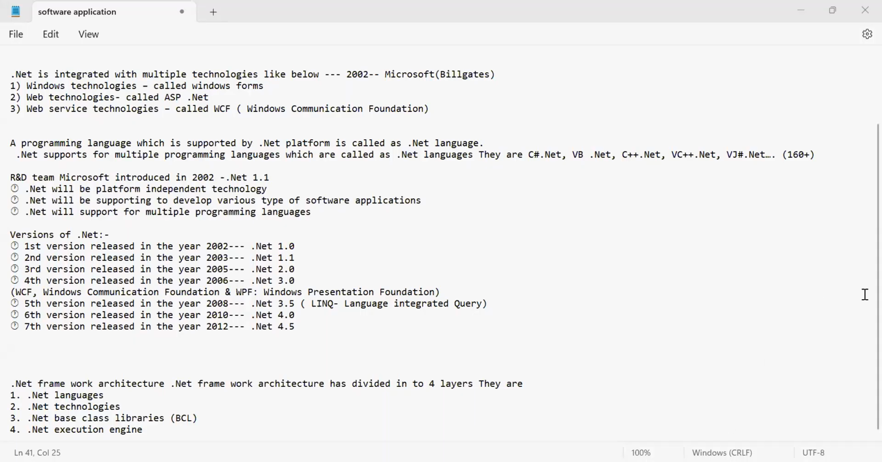Let me share my notepad so those who are new can write. See, the .NET Framework architecture is divided into 4 layers: .NET language, .NET technology, .NET base class library, and the fourth one is the .NET execution engine.